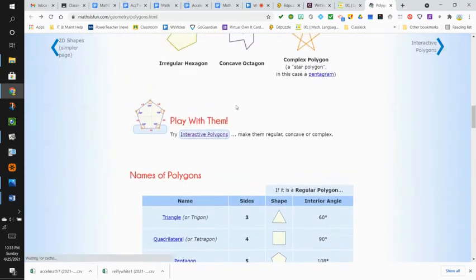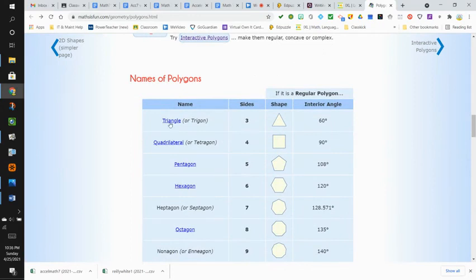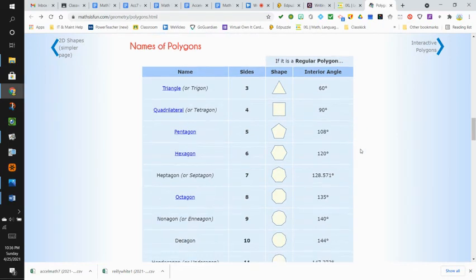And the other thing is it has a list of what polygon names are. So it starts with the normal ones that we just talked about. A triangle, which is actually also called a trigon. A quadrilateral, which can also be called a tetragon. Pentagon, hexagon, heptagon, octagon, nonagon, also known as an enneagon, and a decagon, 10. Well, then it goes past there. It also tells you what each, for a regular one, what the shape looks like and what the interior angles are, like we talked about in that one question.